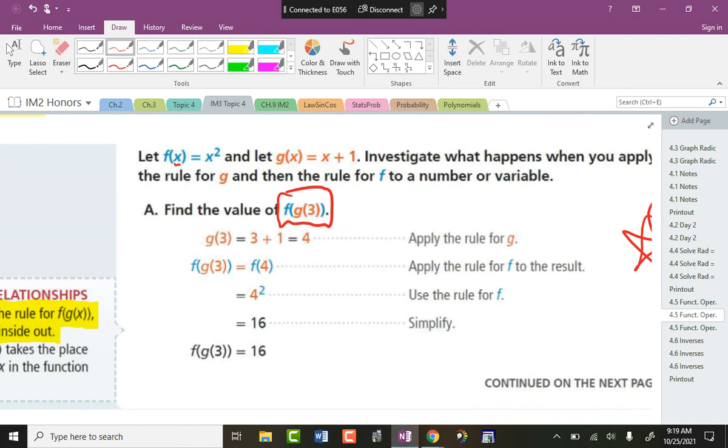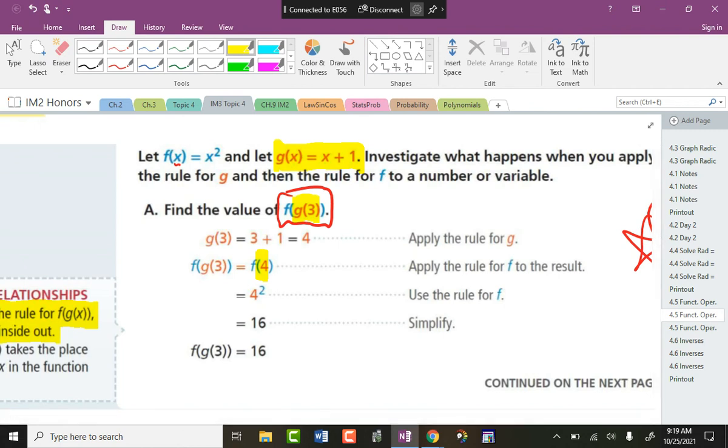How do we work with multiple parentheses? Inside, say it, out. So you ignore the f of for a second, and you go, what's g of 3? I could ask anyone what g of 3 is, and they'd be able to answer that question. G of 3 is just 3 plus 1, which equals 4.